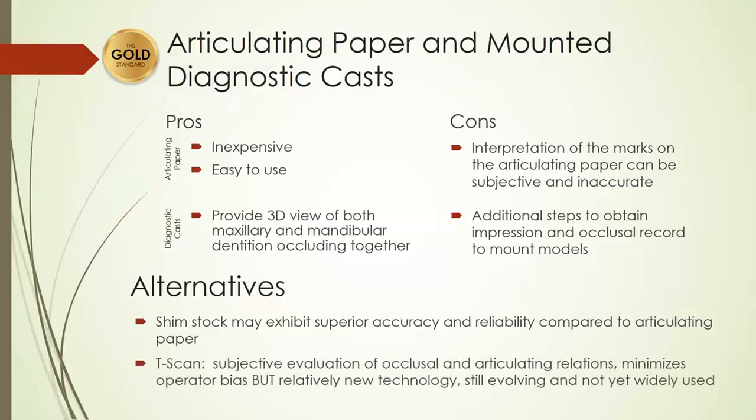T-scan is a technology that was developed more recently. It is especially useful because it provides a means to objectively evaluate occlusal and articulating relations and therefore minimizes operator bias. The technology is still evolving though, and while the newer models seem to be very accurate, they are still relatively cumbersome and expensive to use.